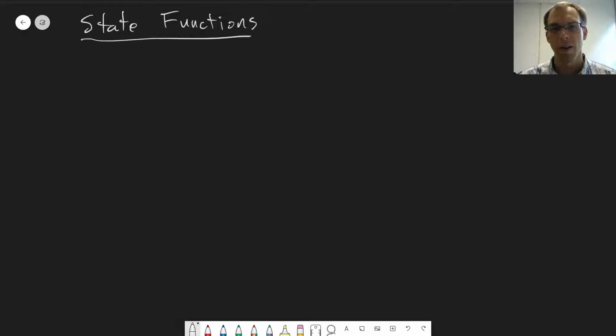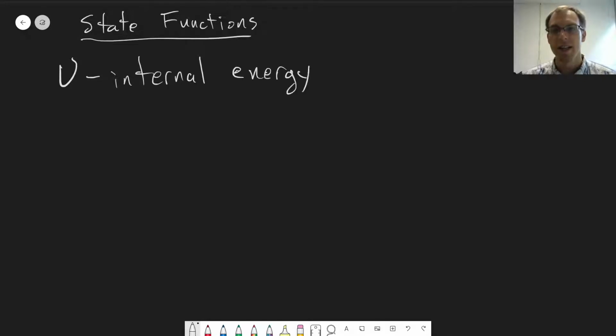As we're looking at the first law of thermodynamics and many other functions that we're going to be looking at in thermodynamics, we need to discuss the idea of a state function. And U, the internal energy, is our first example of a state function. A state function is something that depends only on the state of the system. So it's a property that only depends on the state.